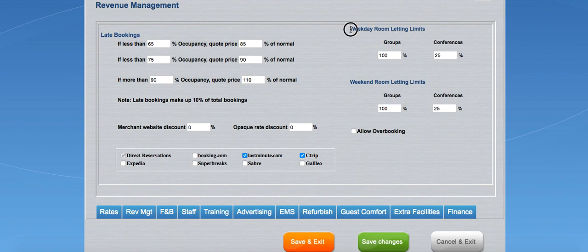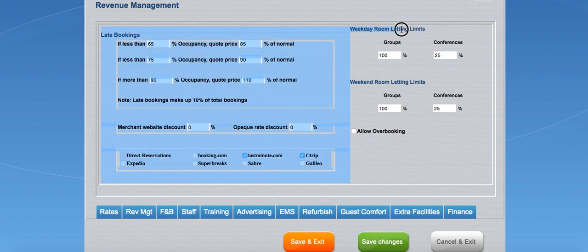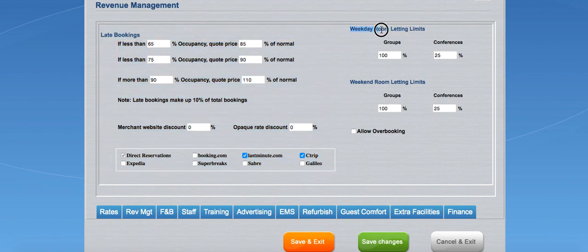Moving to the right-hand side, so this section here, these are our letting limits. Now these could be seen as a letting limit, or as some people would call this a booking ceiling. This is for groups and for conferences, and we can do this for the weekday, which is the first box here at the top, highlight it now, and then we can do it for weekend in the second area underneath.